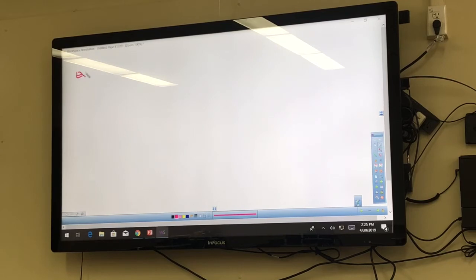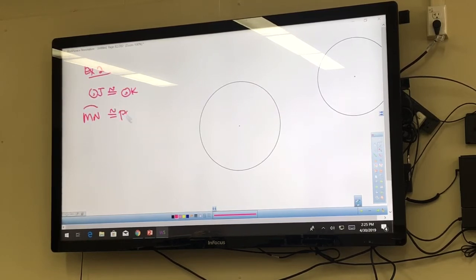So how can we use this in algebra? Well, in the next example, we will see that. We're going to have two circles in this example. We have circle J congruent to circle K, and arc MN is congruent to arc PQ. We are looking for the length of PQ. Here's arc MN and here's arc PQ, in circle J and circle K.